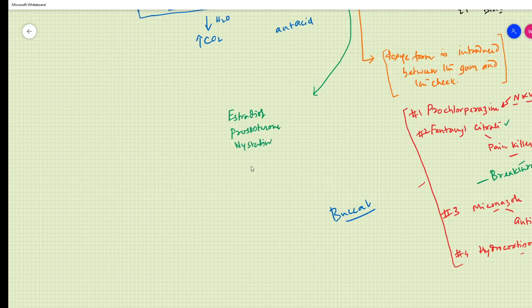Nystatin. Okay, vitamin C. Commonly, these are the common drugs which are administered as vaginal tablets. So the reason estradiol is given is that it is given to women who are undergoing menopause.